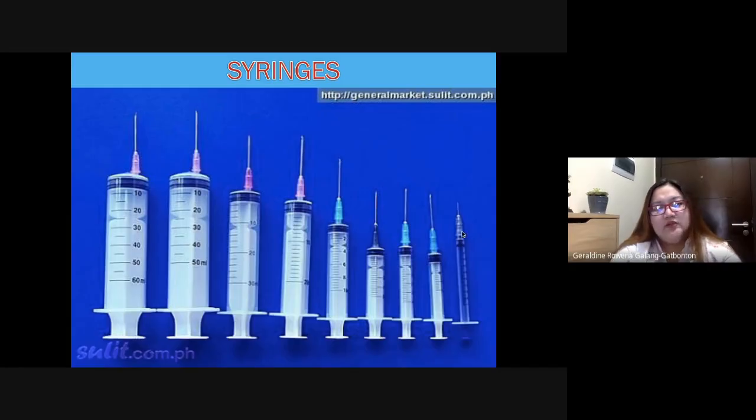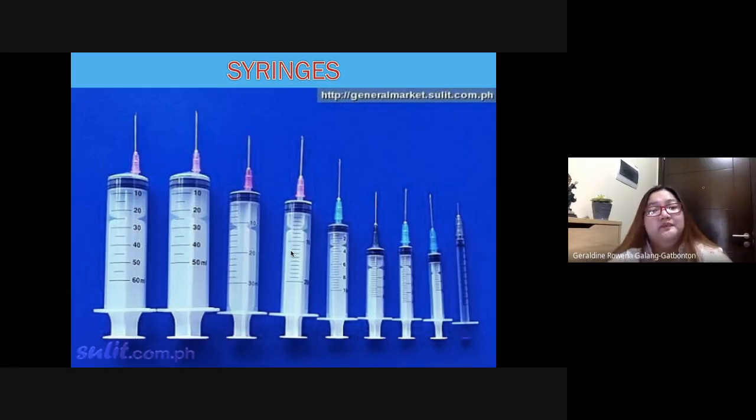Actually, this one is a 1 ml syringe. Pero ngayon, meron ng 0.5 ml syringe. But usually, these are pre-filled syringes. Yung nabibili na meron ng gamot doon sa loob ng syringe, yung mga 0.5 ml. The biggest syringe is a 60 ml syringe. Obviously, pag malalaki yung syringes, hindi yan manually ini-inject, no? Kailangan ng machine or what we call a syringe pump. Alright?